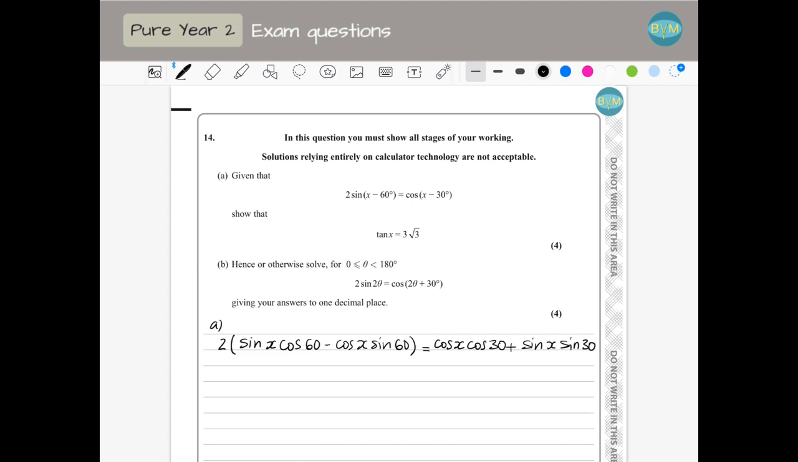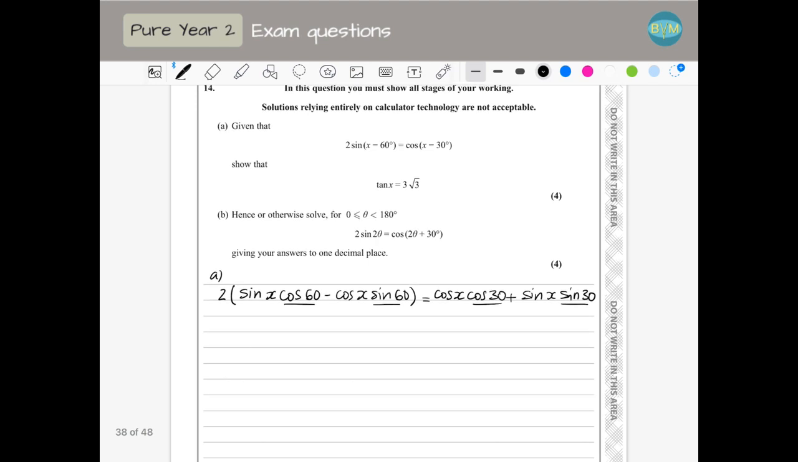And now what I'm going to do is to substitute the values that I know. So I have cos 60 is 1/2. So I have 2 at the front, 2 times 1/2 is 1, so I have sin x. And then 2 times sin 60 is root 3 divided by 2. The divided by 2 and the 2 are gone. So I have minus root 3 cos x. And on the right hand side, I have cos 30 is root 3 divided by 2, and sin 30 is 1/2.